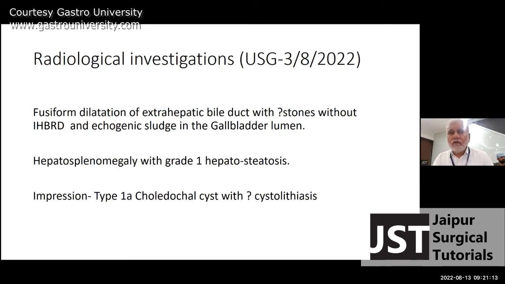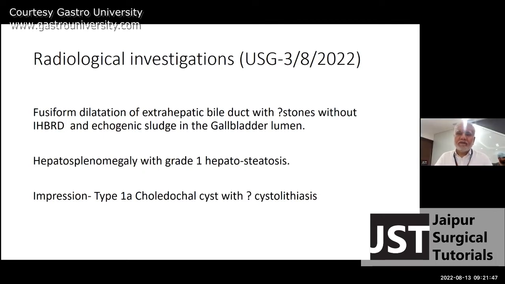Okay, so how do you interpret this ultrasound report? There is extrahepatic biliary dilatation of the bile duct, and they have not mentioned the liver, sir, like liver size, shape, hepatosplenomegaly. It is mentioned, hepatosplenomegaly with grade 1 hepatosteatosis. Okay. That's all they can say on ultrasound. Yes, sir.